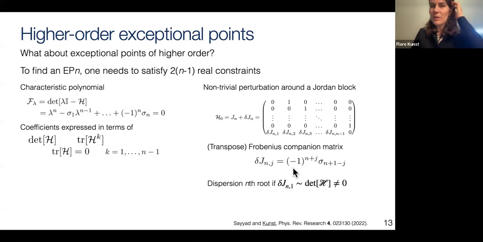This also gives some interesting information because I told you before, exceptional points have a square root dispersion. Typically in the field, people say EPNs have a 1 over n dispersion, an nth root dispersion. However, you can actually show that that's only the case if the determinant of your non-Hermitian matrix is non-zero. If this determinant is 0, regardless of your parameter choices, then you actually do not find nth root dispersion. Okay, so these are some generalities about EPNs and how you can find them.